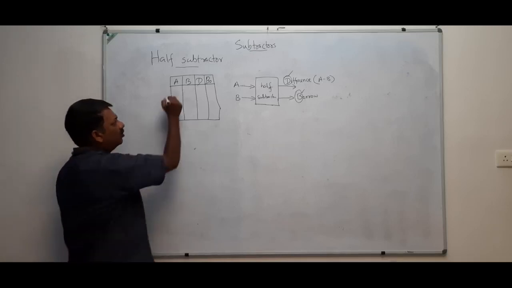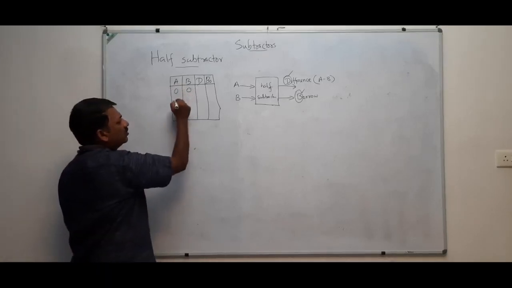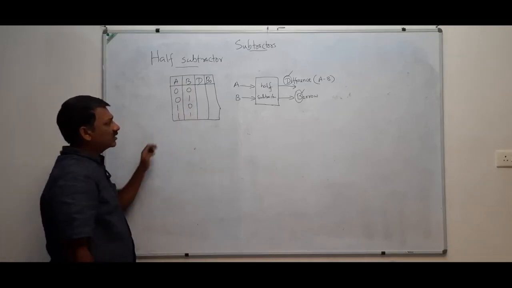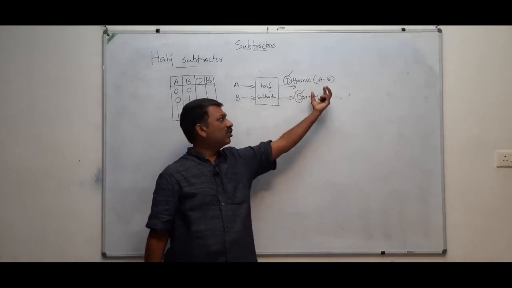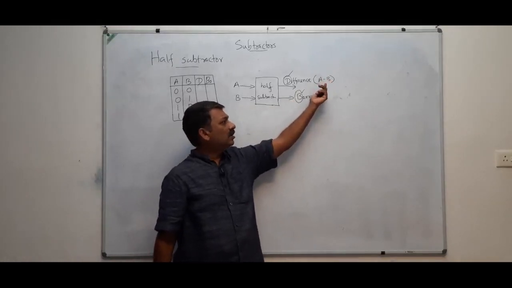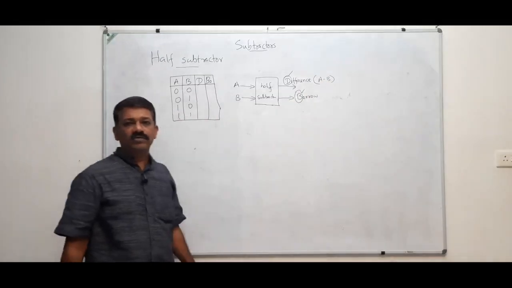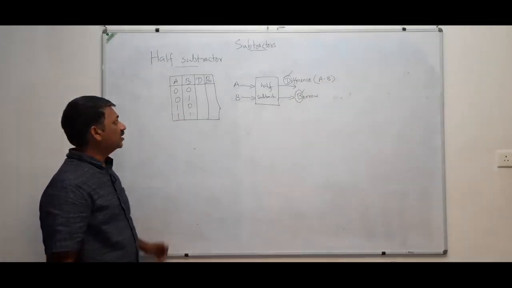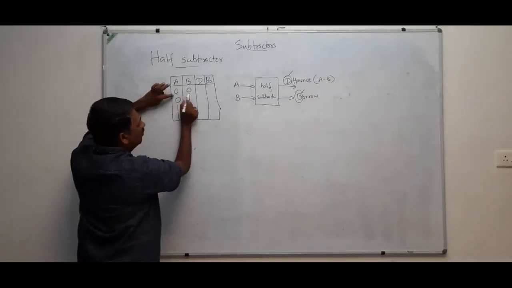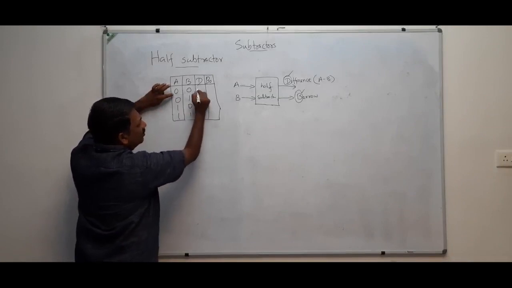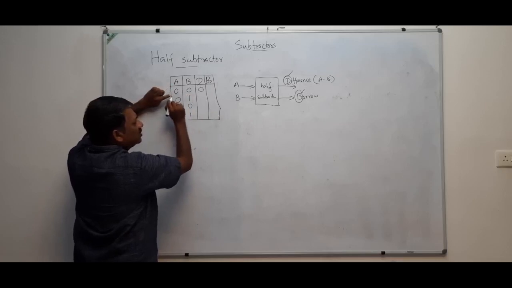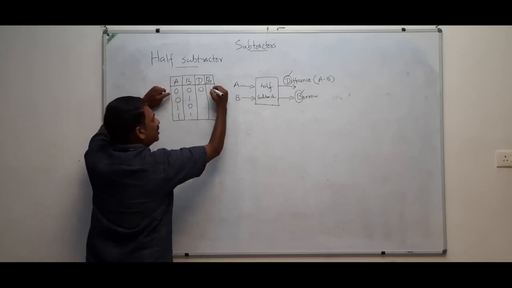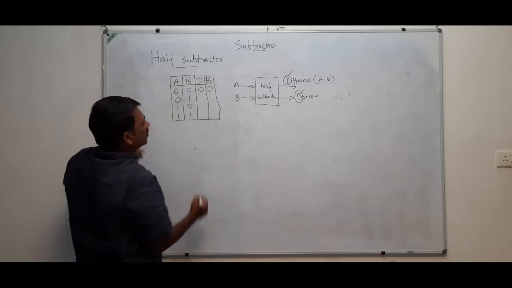Now the inputs are 00, 01, 10 and 11. This is actually A minus B. We are going to calculate A minus B, that means we subtract B from A. What is 0 minus 0? The difference is 0, and there is no need to take a borrow, so borrow is also 0.